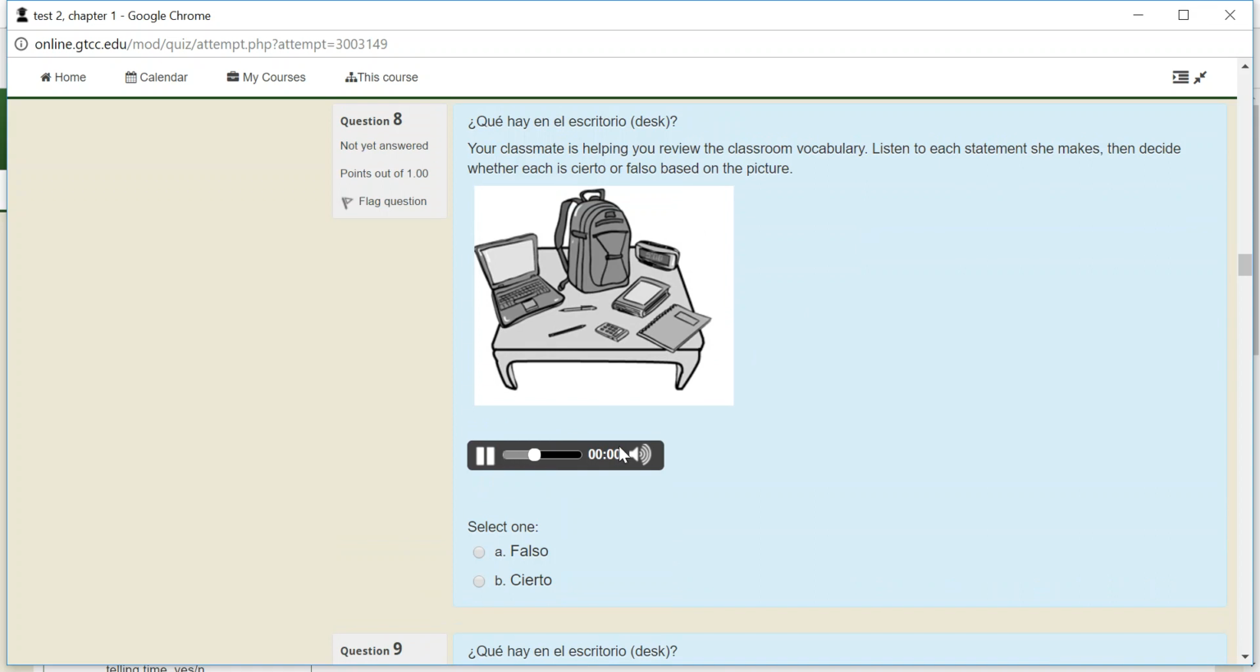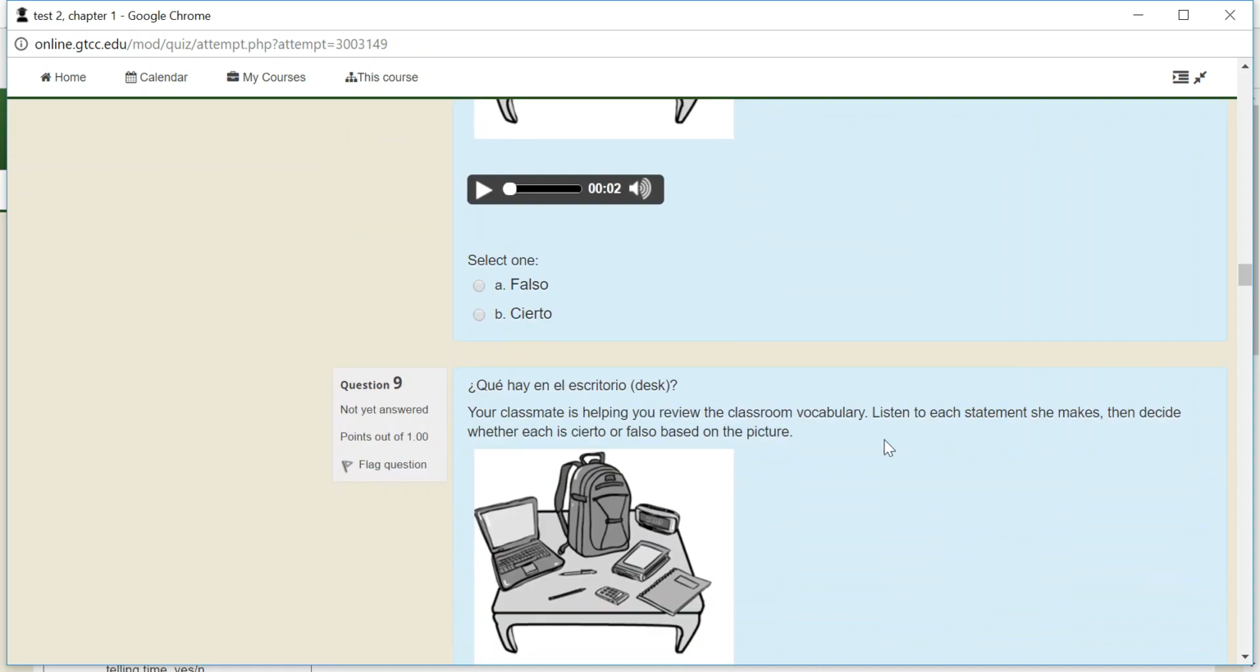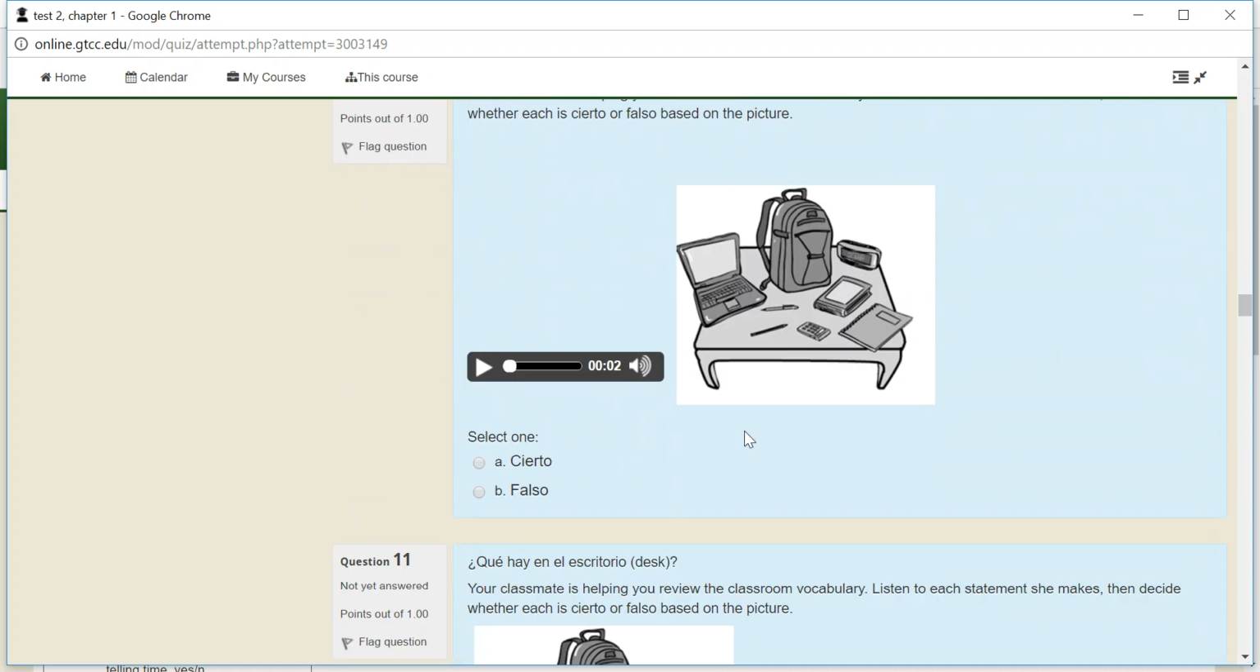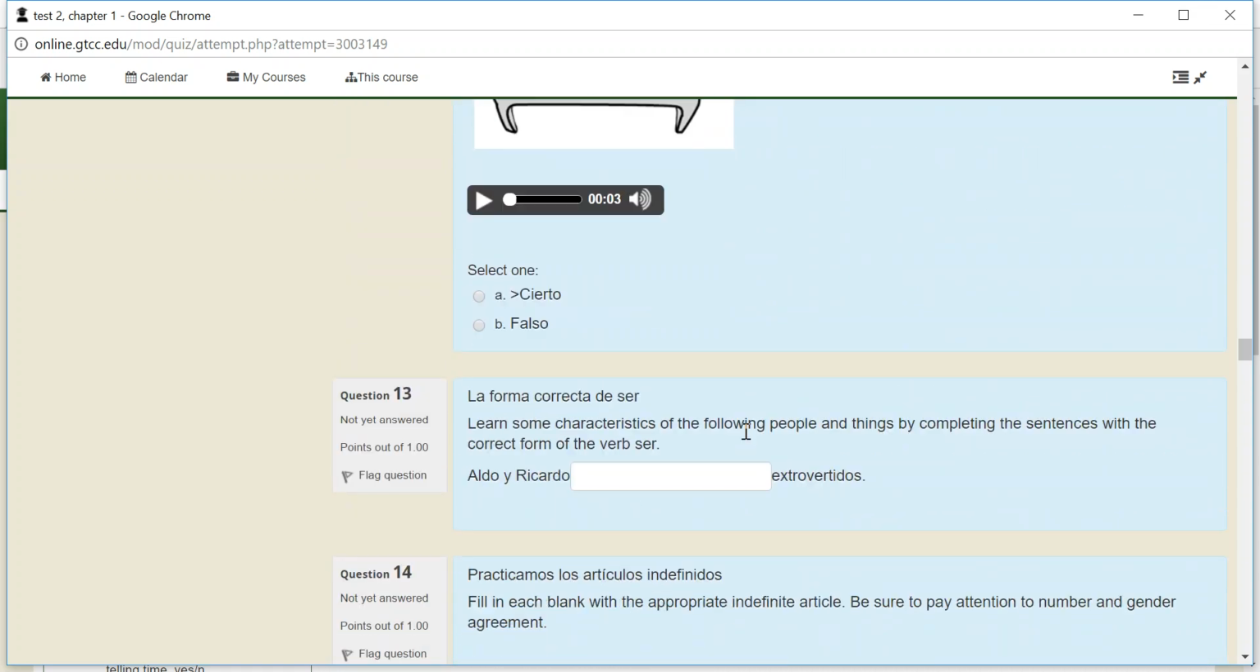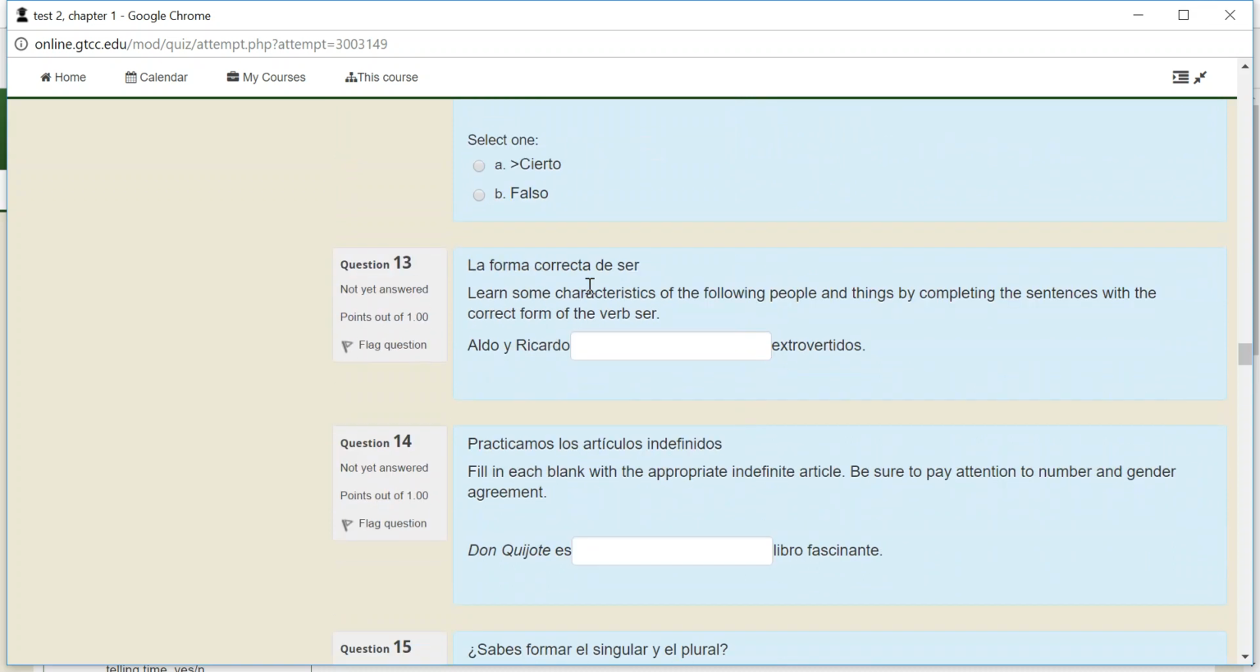En el escritorio hay 3 lápices. Okay, so it tells you something, and then you decide whether what it says is true or false. Okay, and you're going to do that for a few more. Always click and listen.